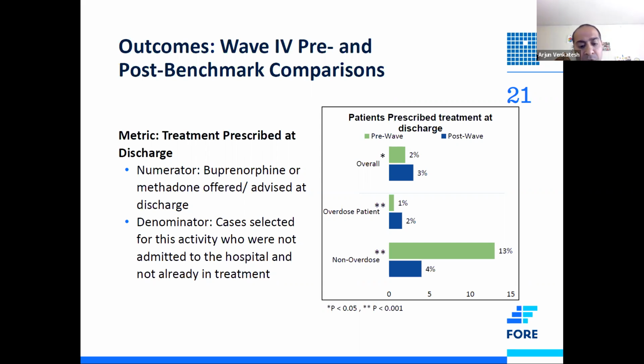But a lot of the educational tools and materials we've been putting together have been favoring early treatment and using overdose as a motivation for treatment. And I think that you're starting to see some of that change in practice in emergency medicine nationally when you look at these numbers. Next slide.